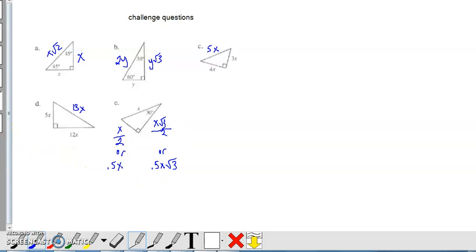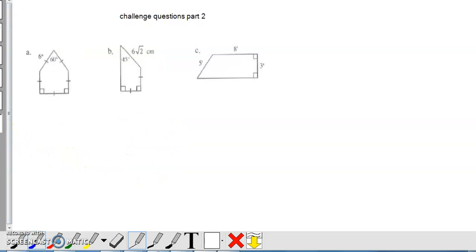All right, so let's do part 2 of challenge questions. So I just have 3 more challenge questions. So what I want you to do on these is I want you to calculate the perimeter and the area. All right, so 2 things. If it has a radical, let's keep it in exact form. So we'll say exact form for your perimeter. And I guess also for area. So we can say exact form in case there's a radical also in our area.